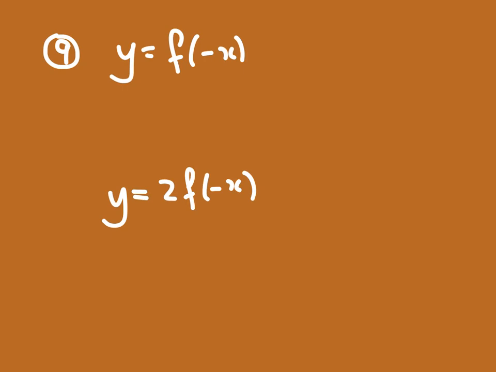Question 9. Now, if the negative sign is inside the brackets, then that means that your shape is being flipped around the y-axis. Okay, so anything which is on this side ends up on that side. Anything that's on this side ends up on that side. So you swap it left and right.